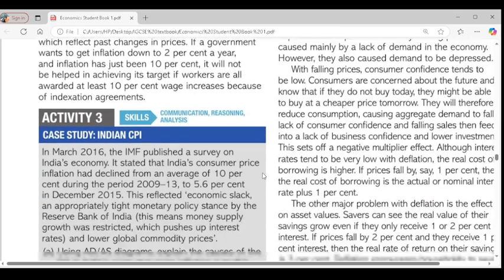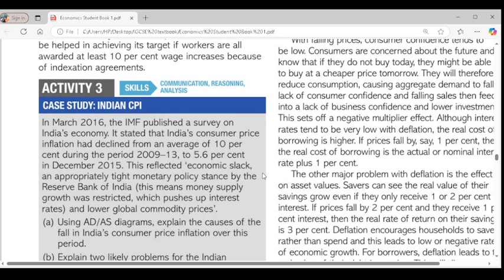The third one, the effect on asset value. Deflation encourages households to save rather than spend. With deflation, we defer our consumption, yes or no? Which means instead of spending now, we save now for the future, because saving is the money we did not spend. Yes. So with deflation, people will save more than spending.